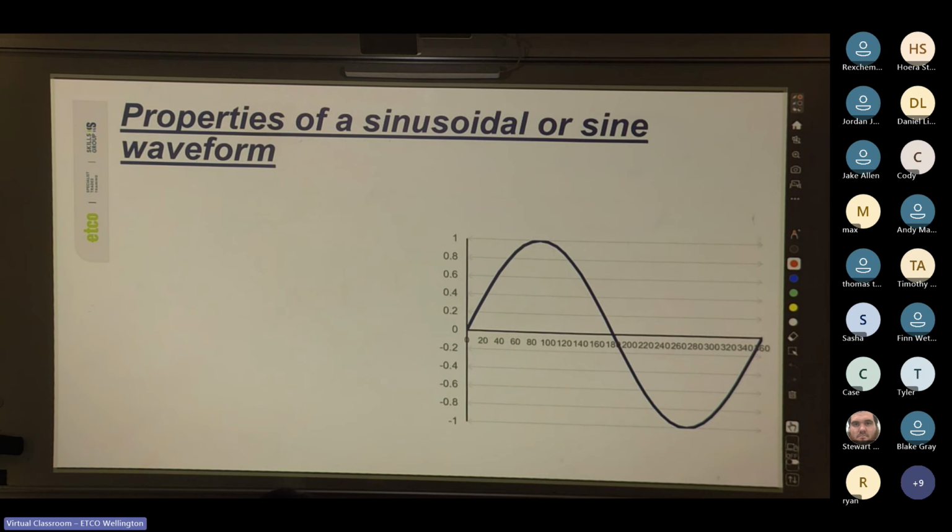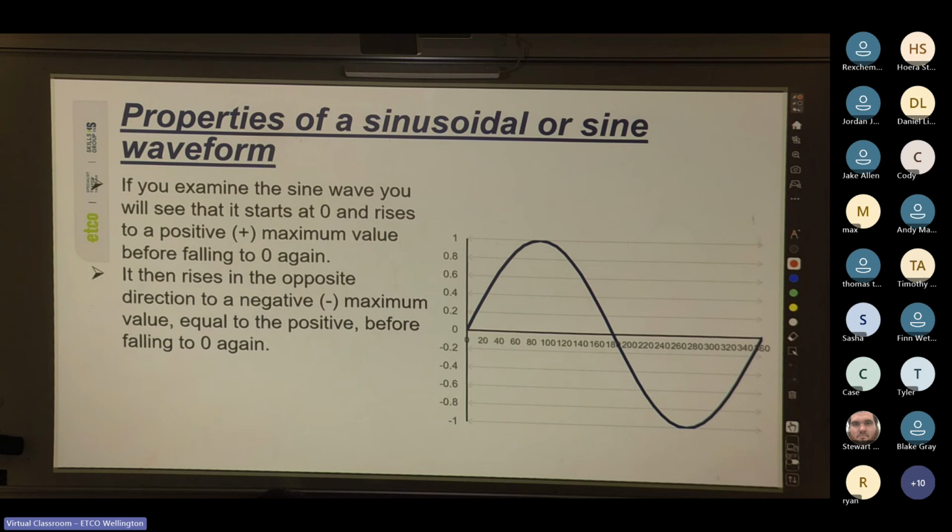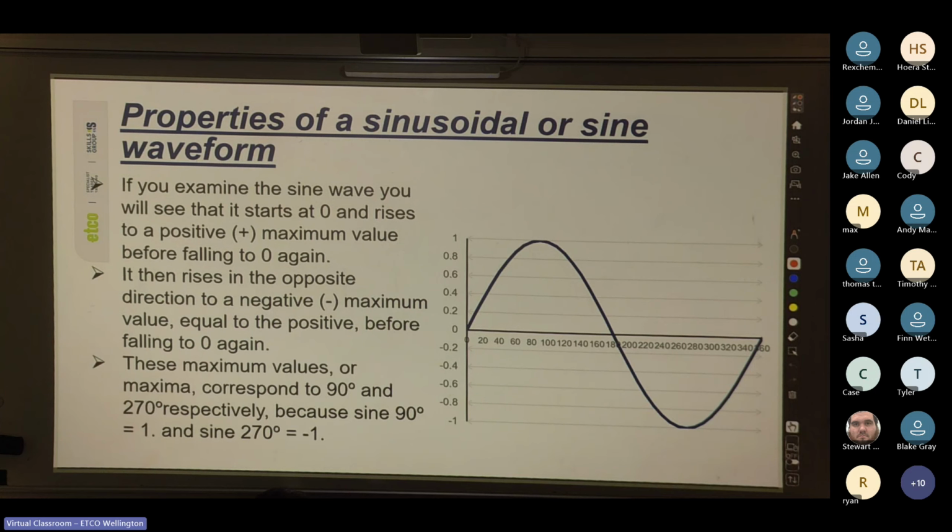Now we'll look at the properties of a sinusoidal or sine wave. If you examine the sine wave, you will see that it starts at 0 and rises to a positive maximum value before falling to 0 again. It then rises in the opposite direction to a negative maximum value equal to the positive before falling to 0 again. These maximum values, or maxima, correspond to 90 and 270 degrees respectively, because sine 90 is 1, and as we looked at before, sine 270 is -1.